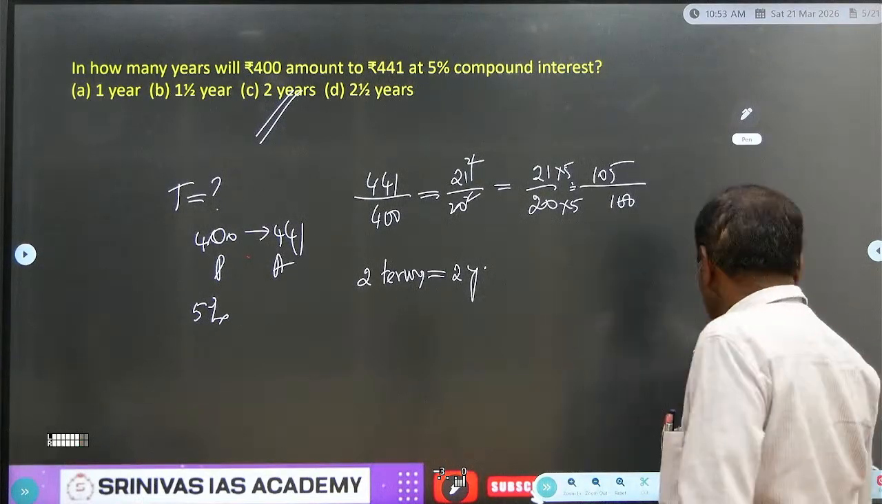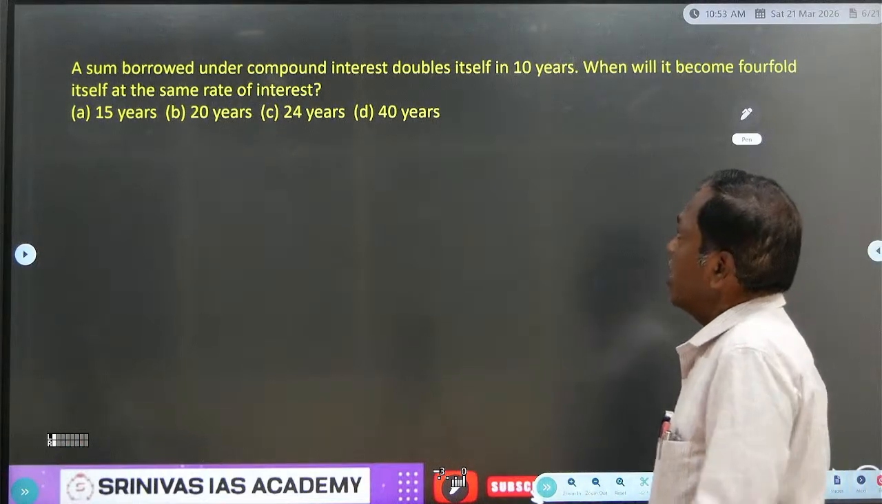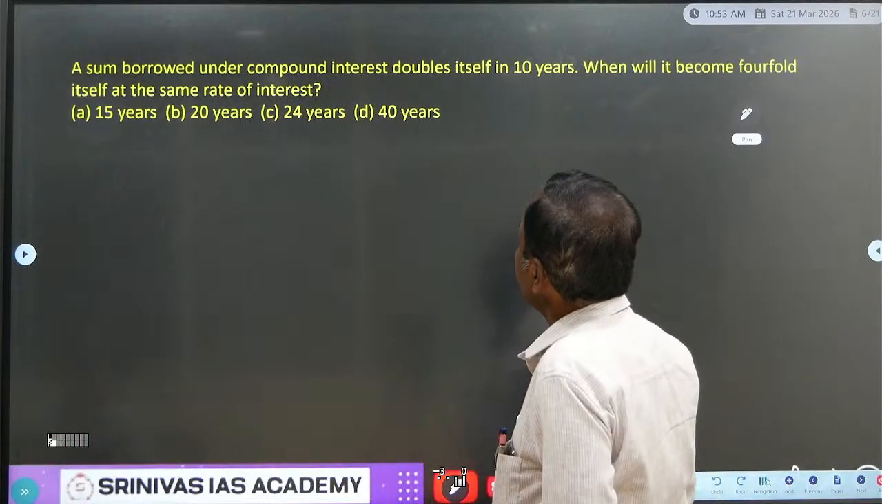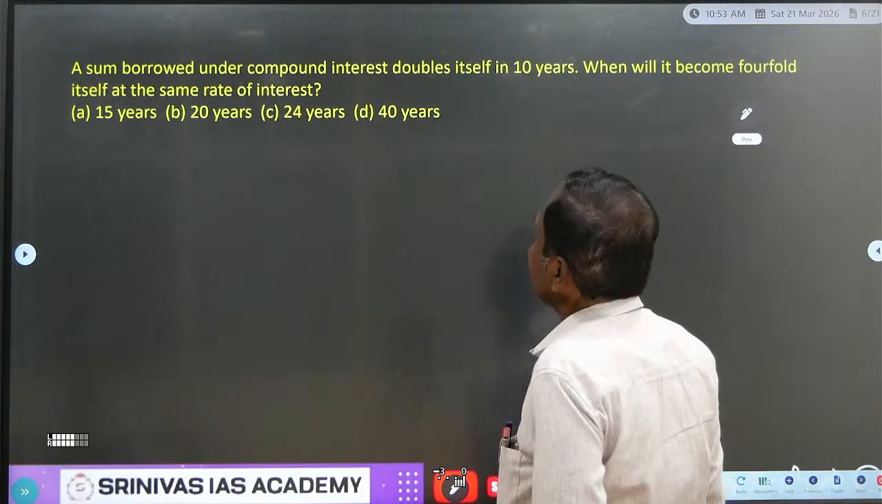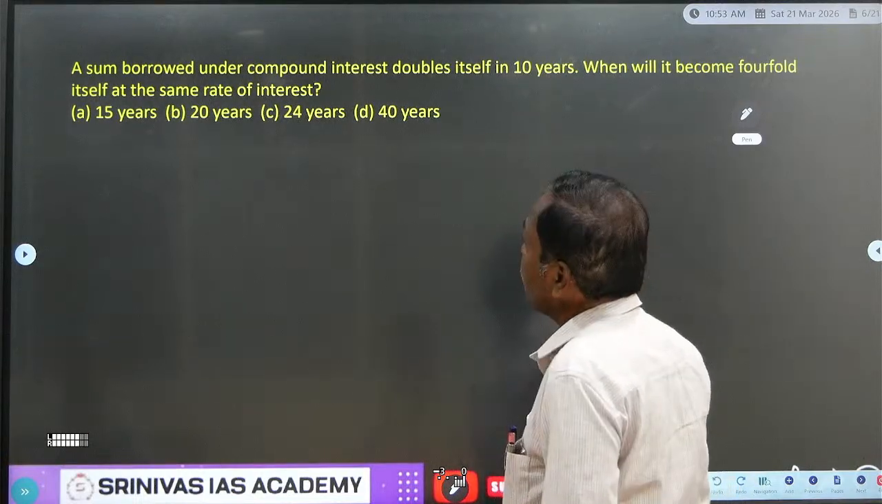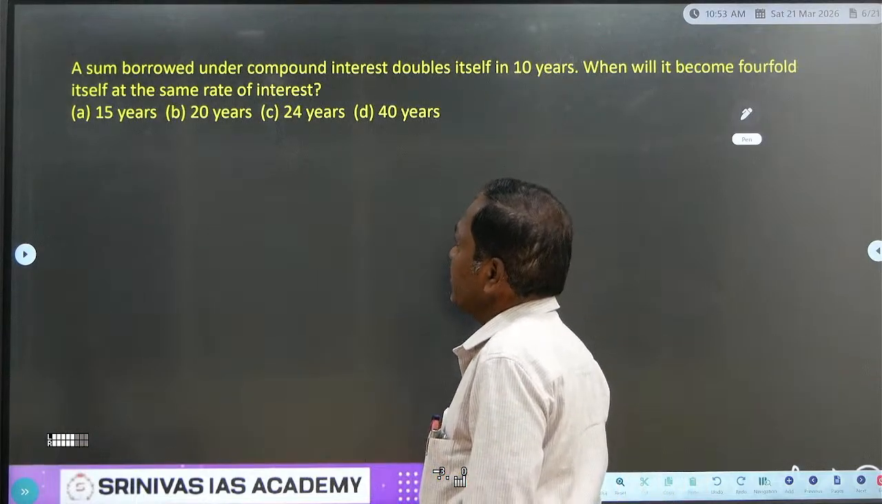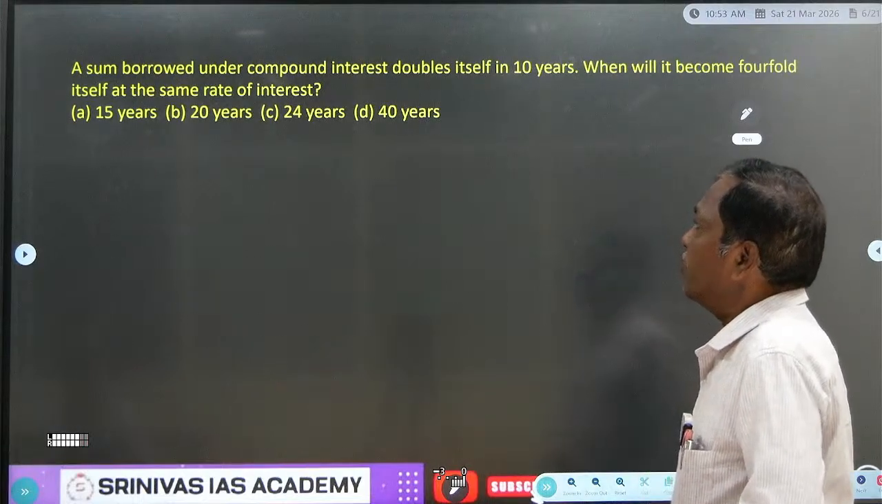Next. Now, a sum borrowed under compound interest doubles itself in 10 years. When will it become fourfold itself at the same rate of interest? Fourfold means 4 times. Twofold, threefold, fourfold, 4 times.